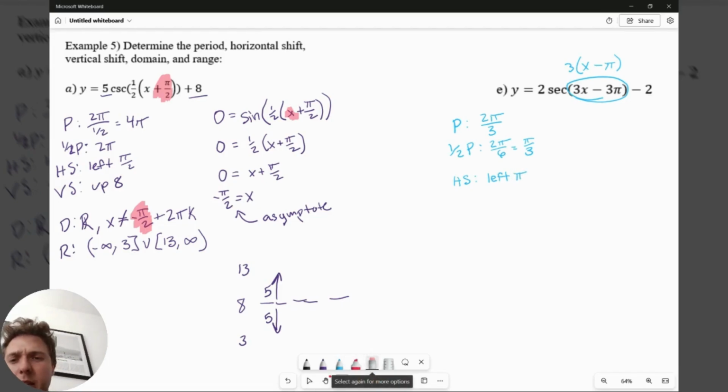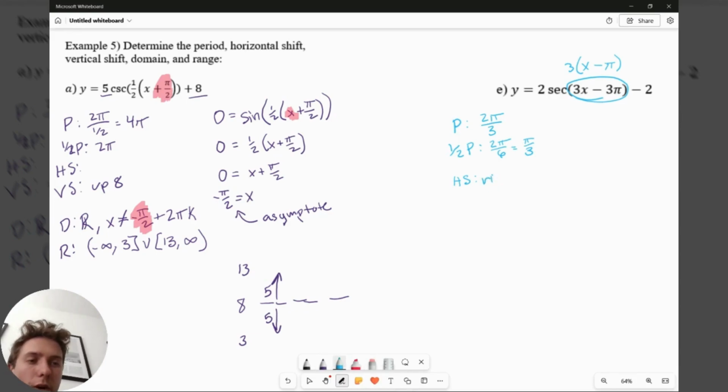Looks like I made a mistake on that last one. It should have been, no, the last one was fine. This one I just made a mistake on. Mixing up my lefts and rights. That's unbelievable. This one is going right pi. Okay, right. Yep, that's good now. So right pi units. The vertical shift is going down 2.